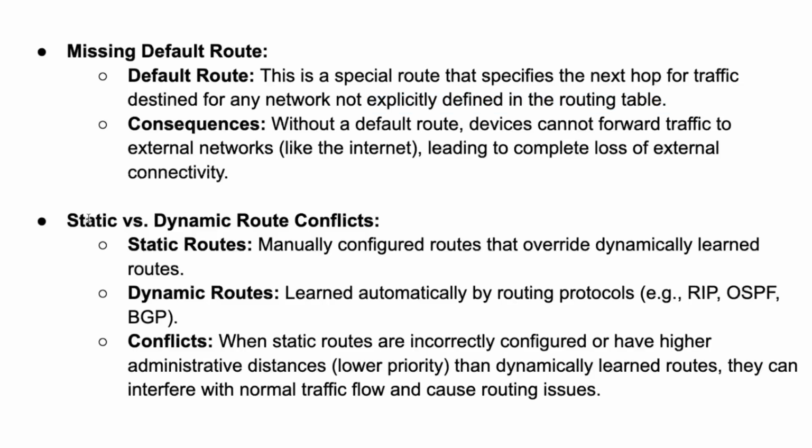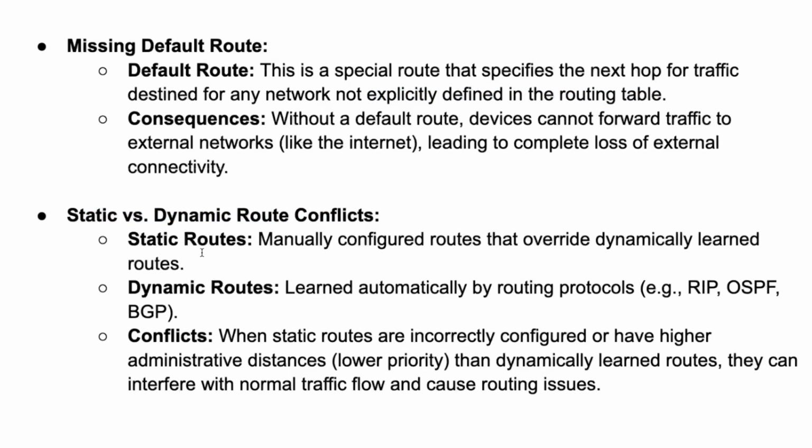Now, the static versus dynamic route conflicts is another one. So a static route is a manually configured route that overrides dynamically learned routes. Dynamic routes are learned automatically by routing protocols like RIP, Open Shortest Path First, or the Border Gateway Protocol, etc. And then the conflicts are when the static routes are incorrectly configured or have higher administrative distances, which is a lower priority, than dynamically learned routes. They can interfere with normal traffic flow and cause routing issues.